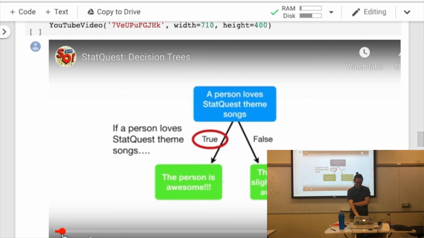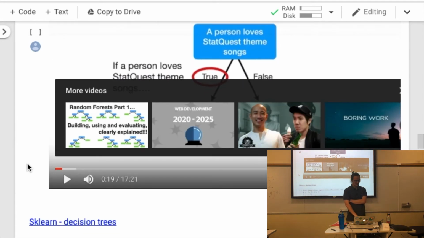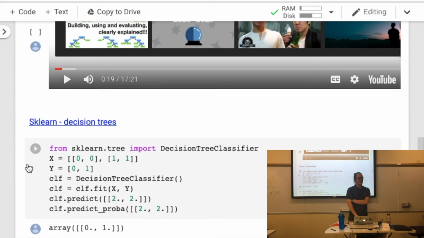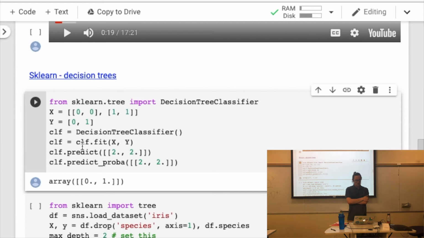Hooray! All right. How was that? Good? Yeah. Random forests, I like them because they make sense to me. And they're pretty interpretable as well. And of course, because of sklearn, they're really easy to build.